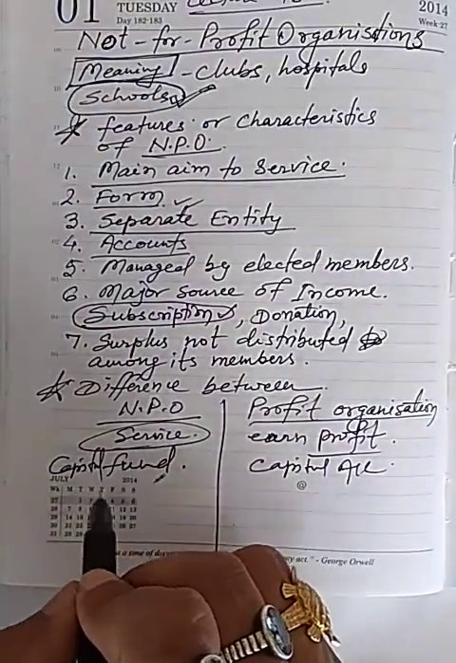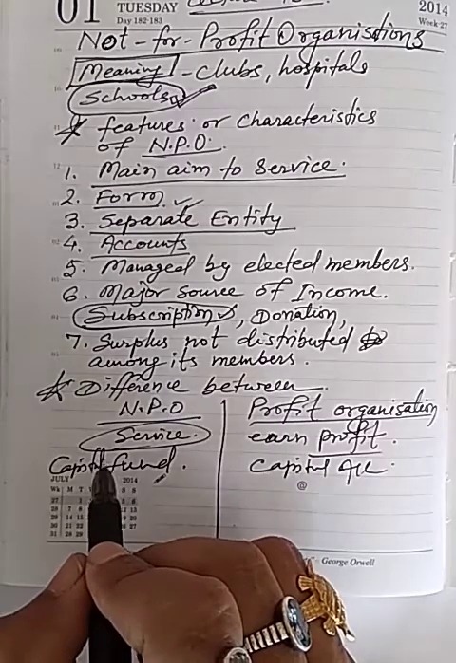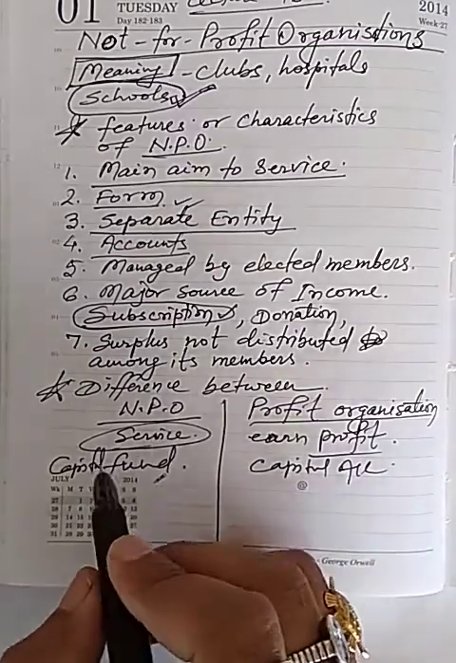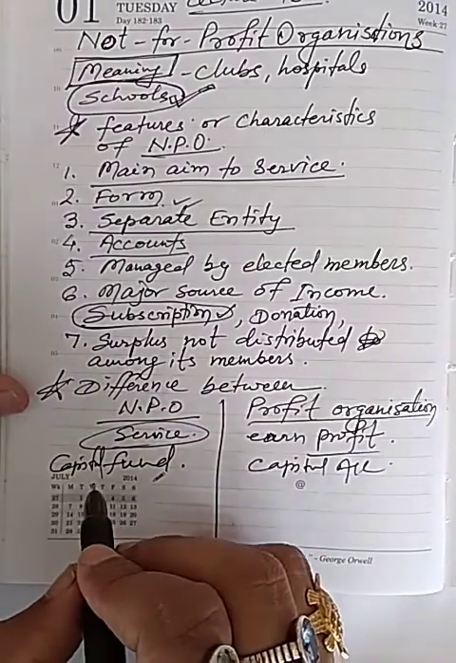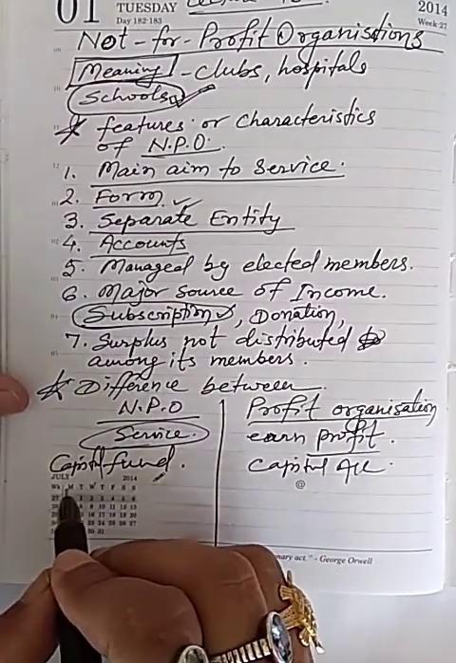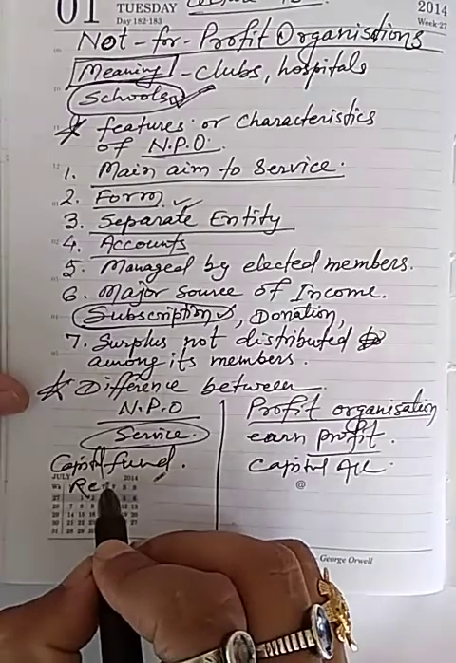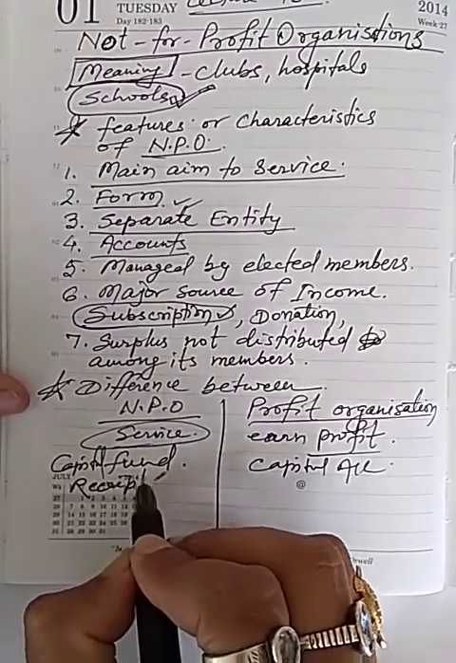In a not-for-profit organization, there are 3 accounts prepared. First is receipt and payment account.